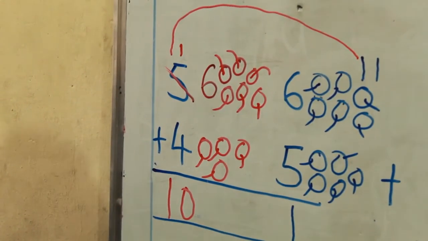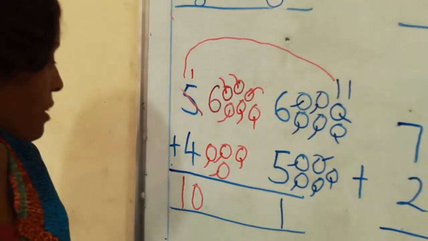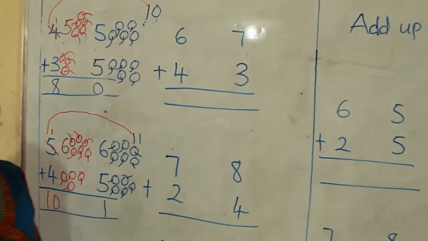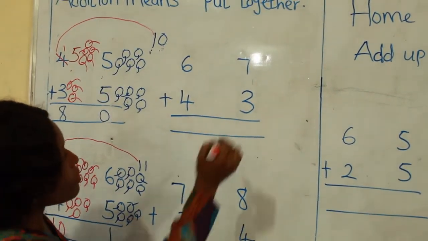Good. Now let's go to the next one quickly, children. Let's go to the next one. Let's see the numbers we have here. Okay. Let's start from the right hand side.